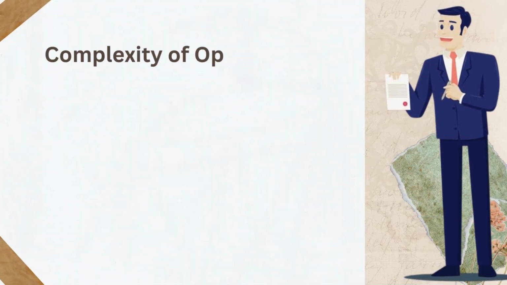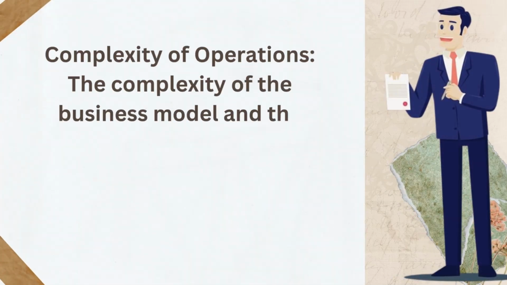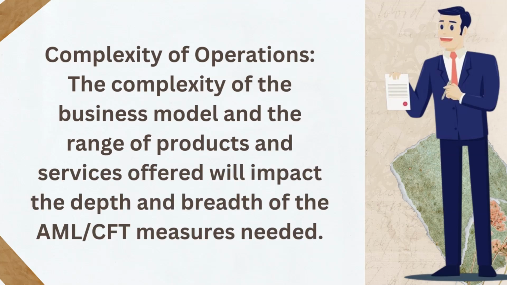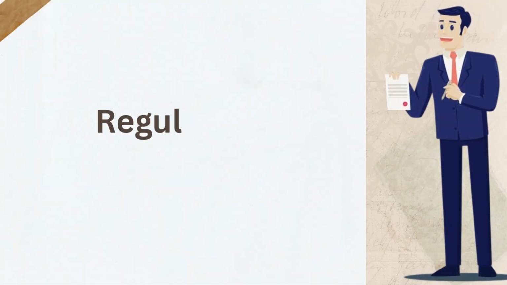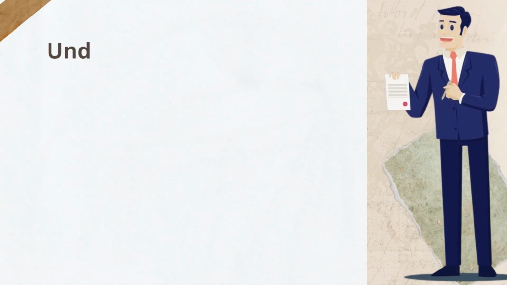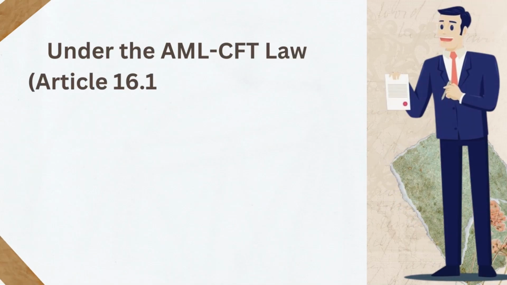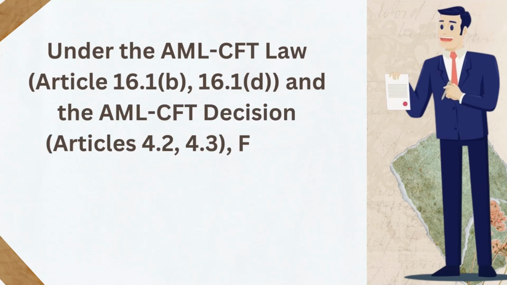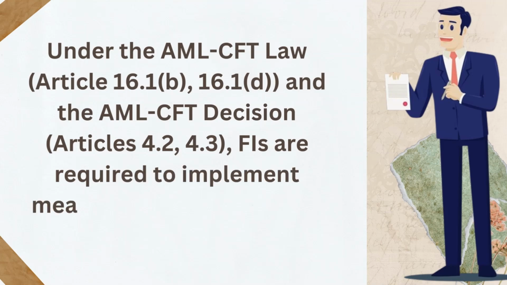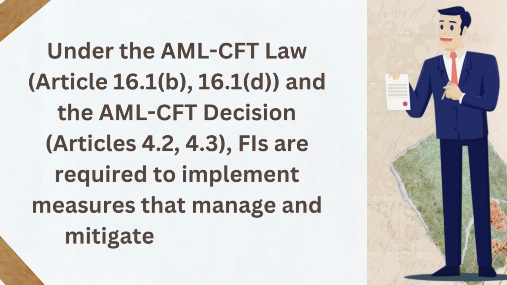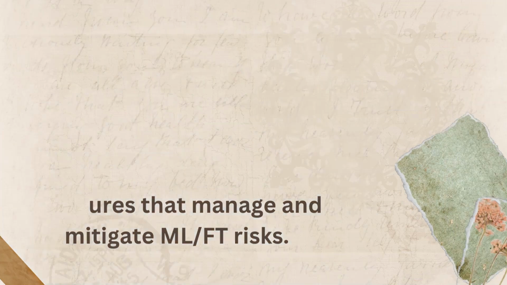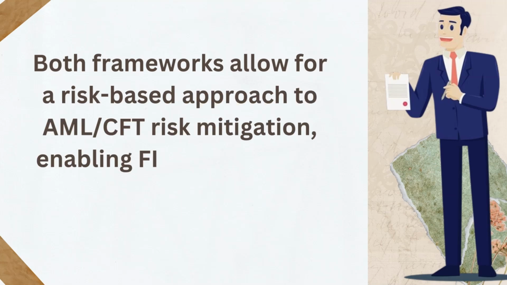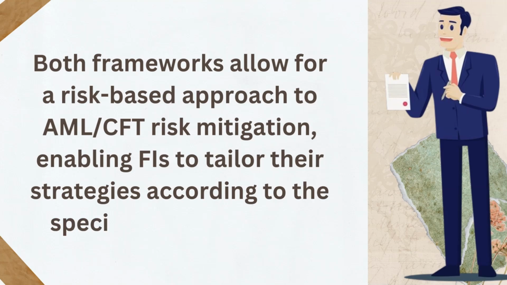Complexity of operations. The complexity of the business model and the range of products and services offered will impact the depth and breadth of the AML/CFT measures needed. Regulatory framework. Under the AML/CFT law, Article 16.1(b), 16.1(d), and the AML/CFT decision, Articles 4.2, 4.3, FIs are required to implement measures that manage and mitigate ML/FT risks. Both frameworks allow for a risk-based approach to AML/CFT risk mitigation, enabling FIs to tailor their strategies according to the specific risks they face.